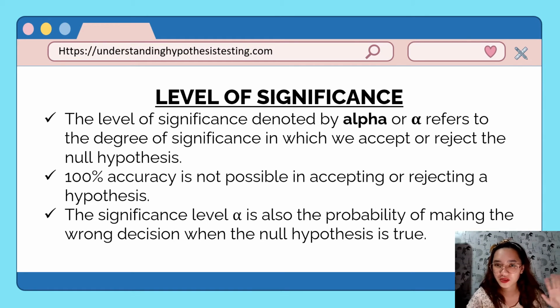Kung maaalala ninyo dun sa mga previous discussions natin, may tinatawag tayong confidence level. Ito yung kung saan confident tayo na tama yung estimate natin about the population. Ayan. So, yung kabaliktaran naman po noon ay yung tinatawag nating levels of significance na kung saan hindi tayo confident na ma-accept yung ating true null hypothesis. Okay, so let's have some examples or illustrations para mas maintindihan ninyo yung ating levels of significance.